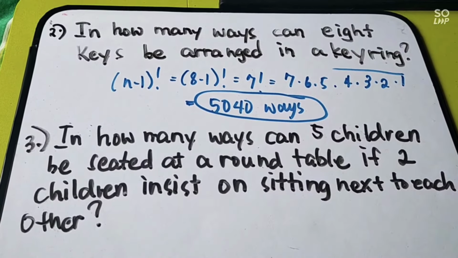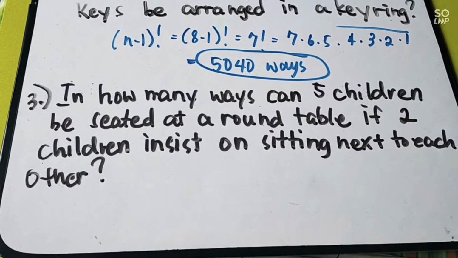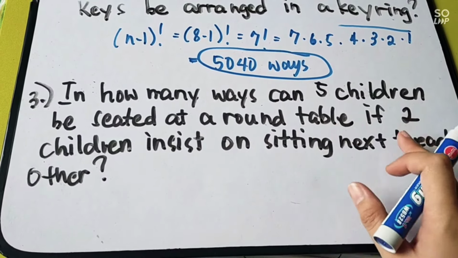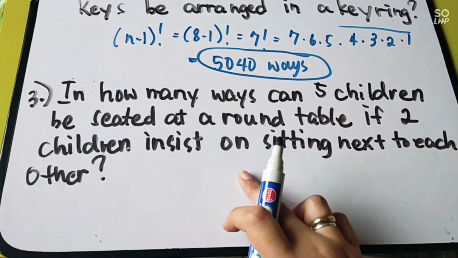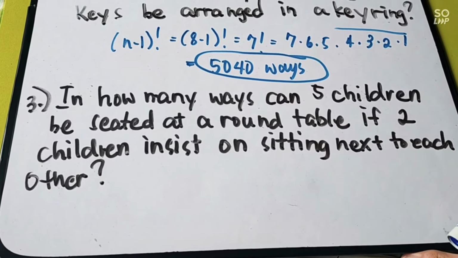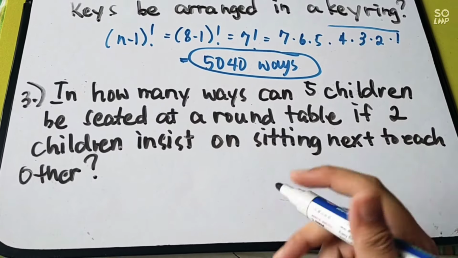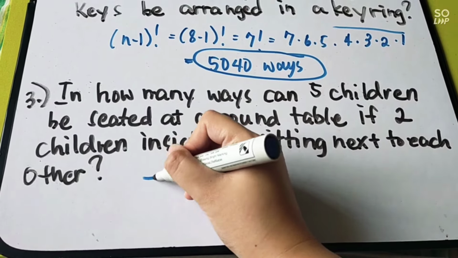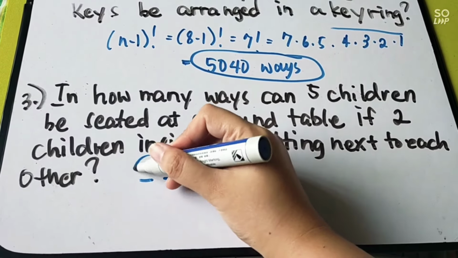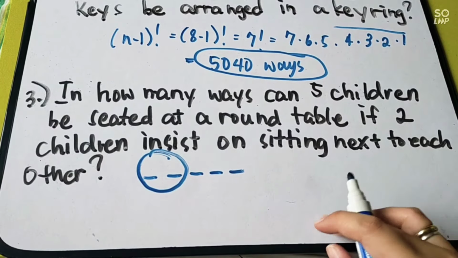Yan na. Number 3. In how many ways can 5 children be seated at a round table if 2 children insist on sitting next to each other? So, merong 5 children, yun nga lang, merong 2 na gusto ay magkasama sila. Diba? We have 1, 2, 3, 4, 5 children. Tapos, itong dalawa na to, lagi silang magkasama dun sa table.